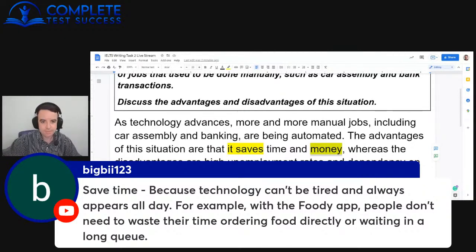Yeah, so that's good. For example, with the Foodie app, people don't need to waste their time ordering food directly or waiting in a long queue. Make that more clear. People don't need to waste their time going to a restaurant and waiting in a long queue. So make it more clear where they're wasting time.